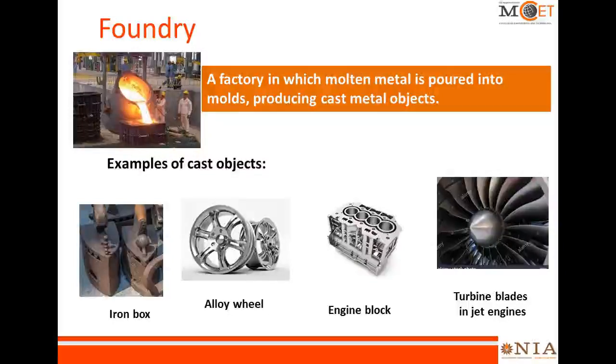And foundry. A foundry is a factory in which molten metal is poured into molds to produce cast metal objects. So basically casting is melting a metal and pouring it into a mold cavity to produce the component, and this is done in a factory called a foundry. And there are various examples of cast objects. The simplest example is the iron box, the one that we are seeing in the figure here, and the alloy wheel, big components like the engine block, and very huge components like the turbine plate. So casting is used to produce very small objects to huge objects.